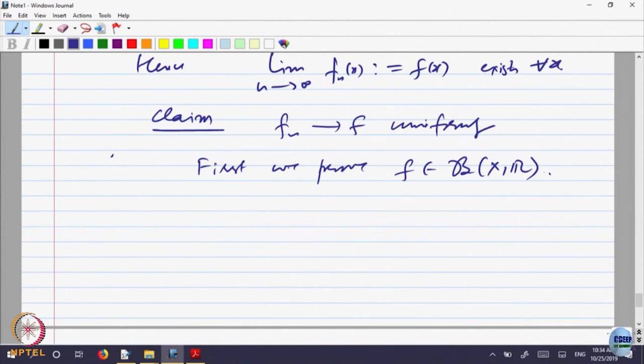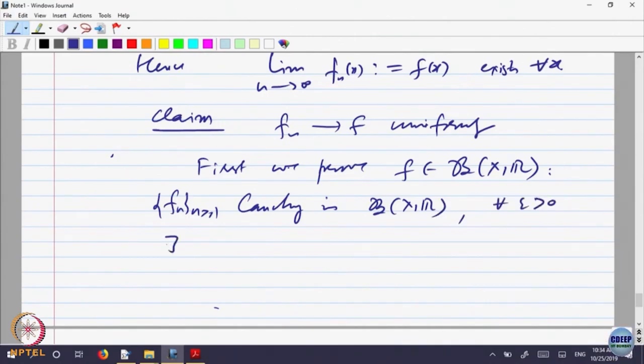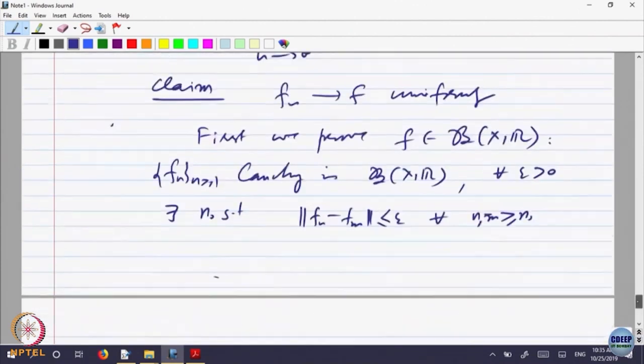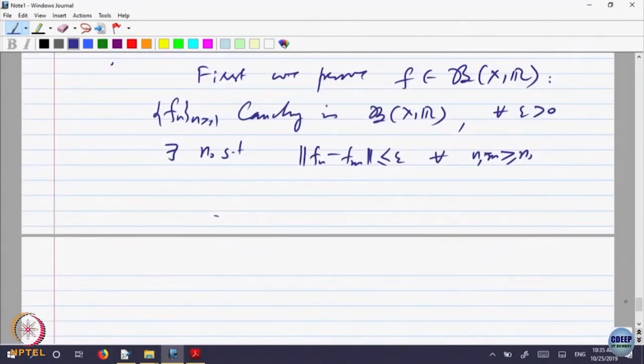Okay. So, for that let us look at f n Cauchy in B(X, R). We have already seen that for every epsilon bigger than 0, there is a stage n naught such that norm of f n minus f m is less than epsilon for every n and m bigger than n naught.